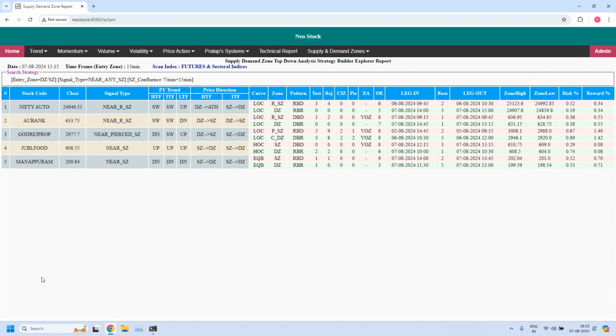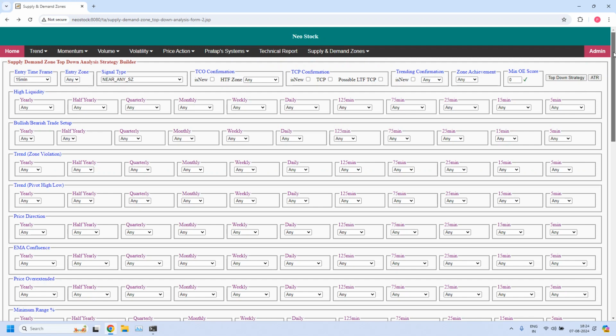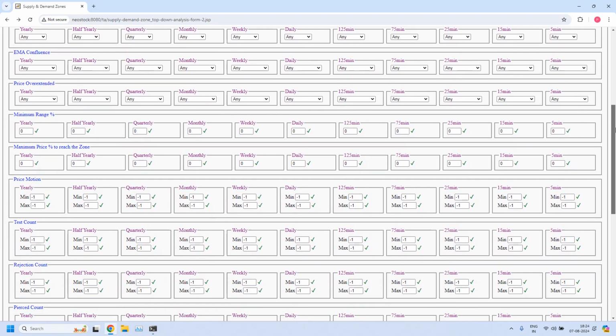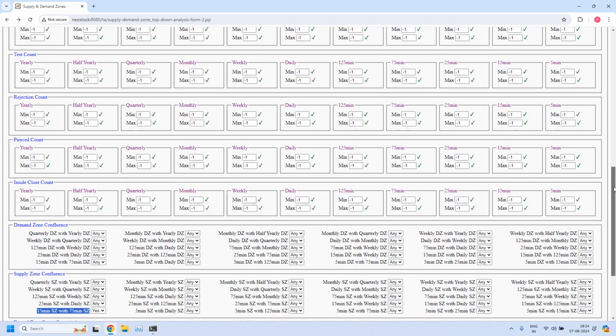These 5 stocks are having confluence with 75 minute zone. Now we should also verify how many of these supply zones are having confluence with HTF time frame also. So 15 minute supply zone with 75. Next 15 minute supply zone with the daily supply zone. And also 75 minute supply zone with the daily supply zone. This is ITF and HTF confluence.